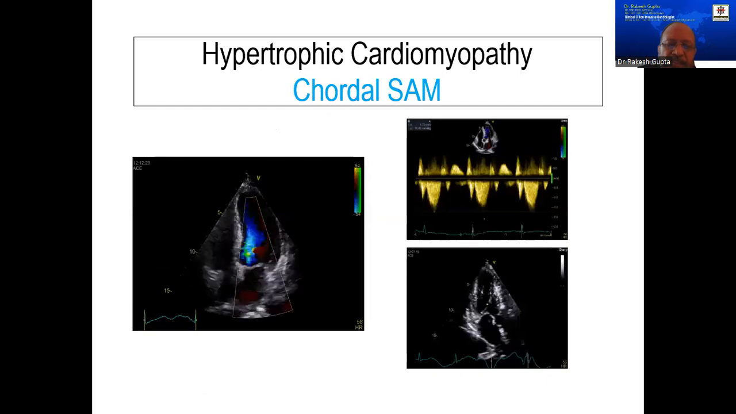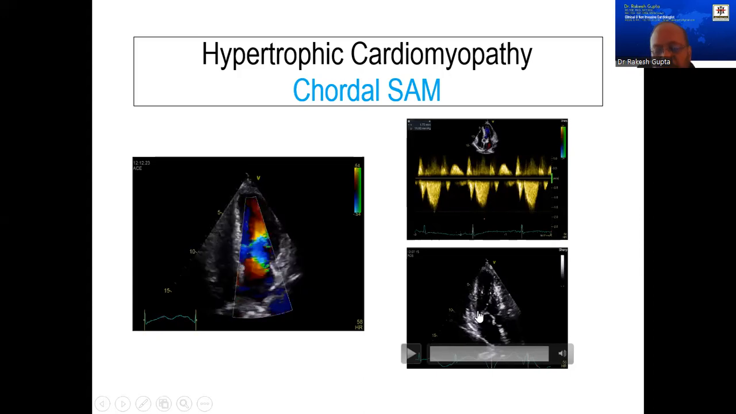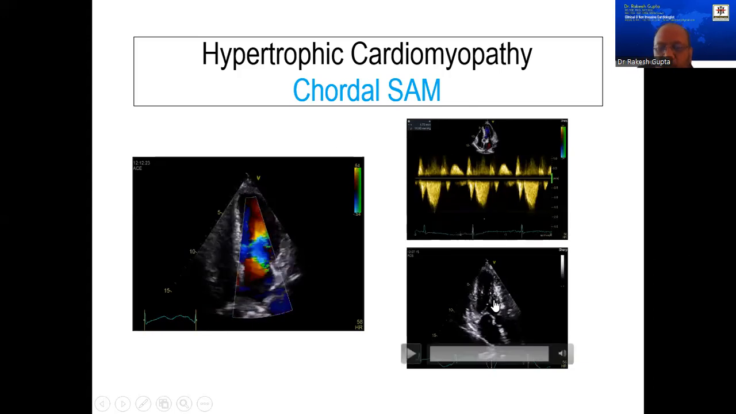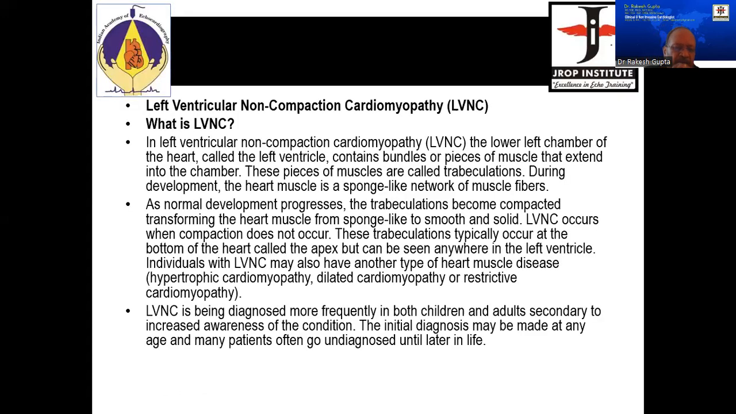Then another important variety of hypertrophic cardiomyopathy is when we have a caudal SAM. What do you mean by caudal SAM? The cords, which are attached to the tip of the mitral leaflet, get into the LVOT and there produce an endemic LVOT obstruction. That's what is known as caudal SAM. This is one variety which is very, very important.